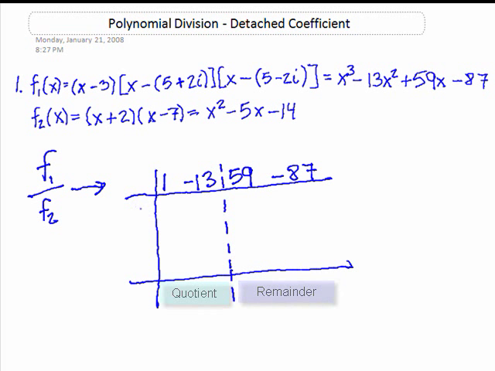Then what I'm going to do is write down the coefficients of the divisor in reverse order, negated. So we start off with the constant term negated, which is 14, and then the linear term negated, which is 5. And also in this bottom box on the left, I'm going to write the coefficient of the leading term of the divisor with sign unchanged. So this is just 1. Then we're going to take down this 1 for the leading term of the dividend, and just copy it directly down here, 1.